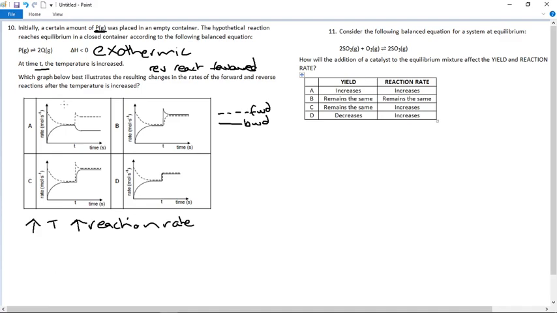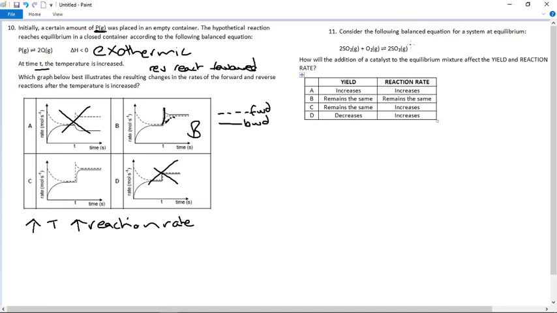So this first one's not okay, because at time T, one of the reactions slowed down. We need both reactions to speed up. They can't speed up the same because of Le Chatelier, so D is also out, because that is like what happens when you add a catalyst. If we increase the temperature, the reverse reaction is favored. So we want number B, this one over here, because you can see both reactions went up, but the solid line went up more than the dotted line. That shows you that the backward reaction has been favored.